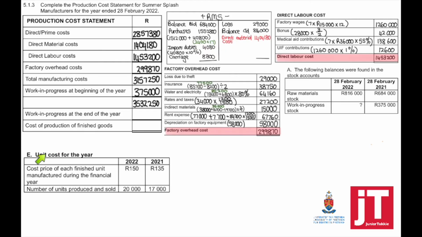This is why we need to look at the unit cost for the year. They said to us, the number of units produced and sold were 20,000. The cost price of each finished unit manufactured during the financial year was 150. So if we take that and multiply 250 times 20,000, that equals the total cost of production of finished goods. Now we can calculate the closing stock balance, the difference between those two.